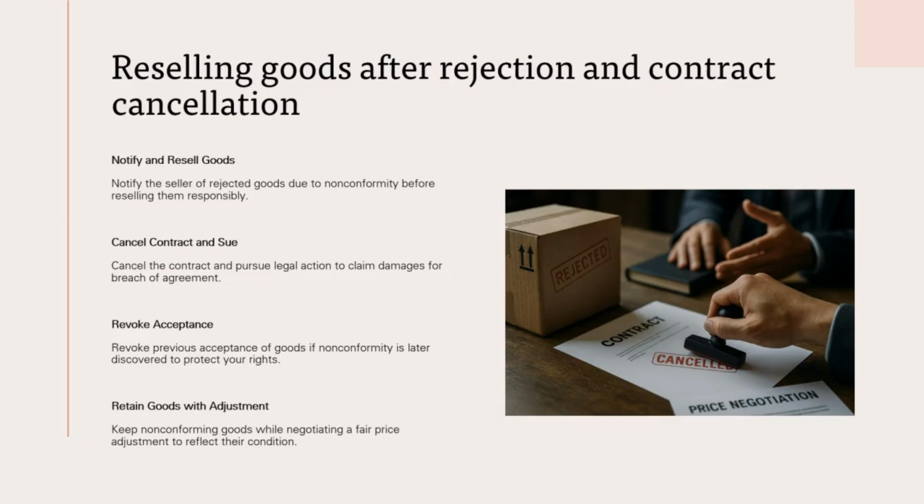So there are lots of different remedies that buyers and sellers can try. And obviously going to court is the last option because of the time and expense of that. So some of these here can work out on their own without going to court.